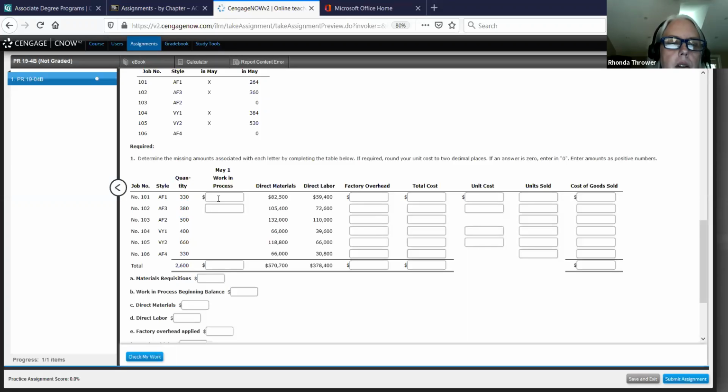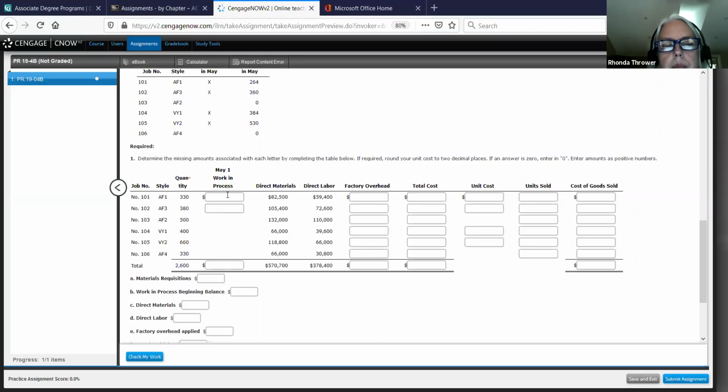You can see here that there's a blank beside job number 101 for the beginning work in process. What this means is that you actually started these materials last period, but you did not finish them until this period, where you may have finished them or you may not. That remains to be seen. We'll have to look at that shortly to see whether you finished these jobs.